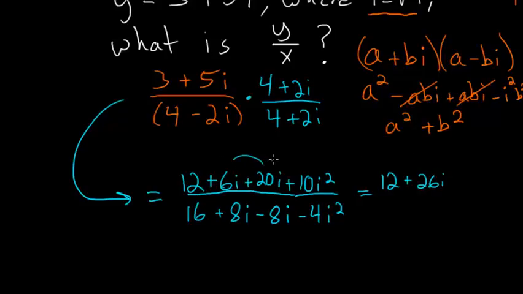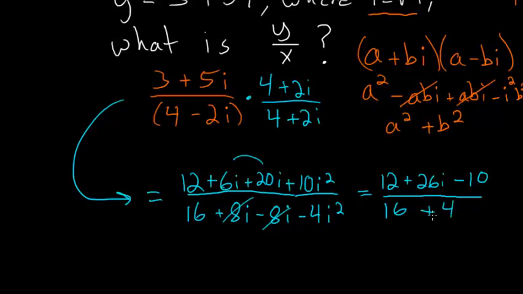and this simplifies to 12 plus 26i, combining these two terms, and then plus 10i squared. And remember, i squared is just negative 1, so this is minus 10. And then on the bottom, we have 16, and then plus 8i minus 8i, these cancel out. And then minus 4i squared, and remembering that i squared is negative 1, this is really just plus 4.